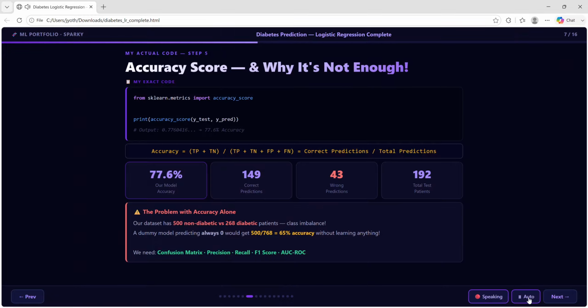Step 5. Evaluation. My code uses accuracy_score, which gives 77.6%. But accuracy alone is not enough, especially for imbalanced datasets. Accuracy just counts correct predictions divided by total predictions. If we had 90% non-diabetic patients, a model that always predicts 0 would get 90% accuracy without learning anything. That is why we need the confusion matrix and other metrics.